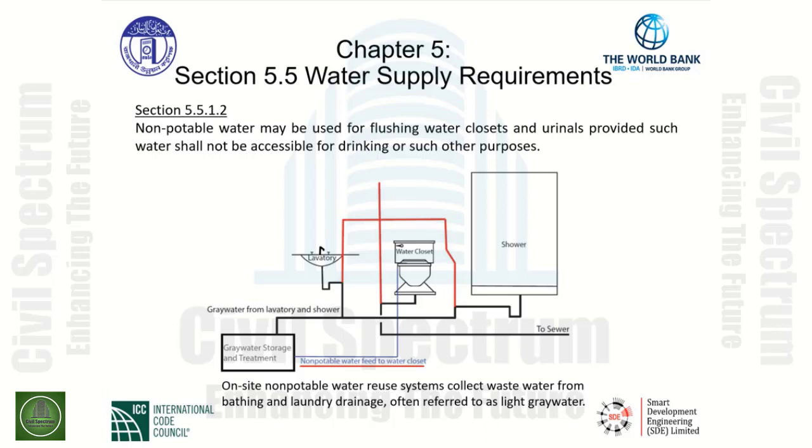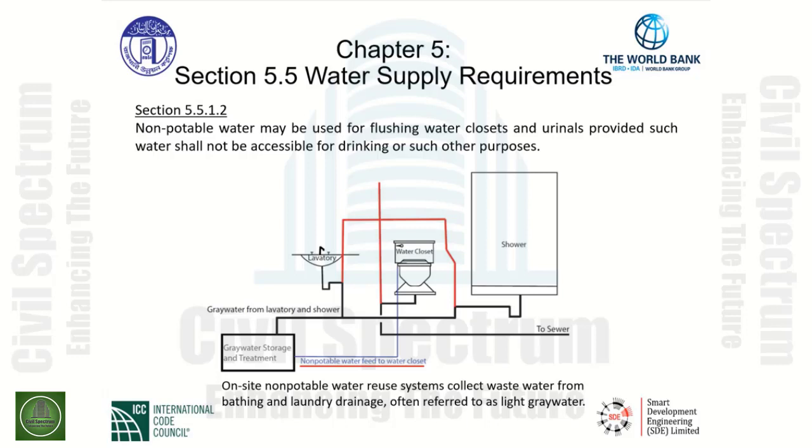Indicated in the graphic is what we have called gray water. Gray water. This is where we take water from a lavatory that is being drained down the fixture drain and directed to a storage tank. The gray water storage tank and treatment is taken care of at that elevation.